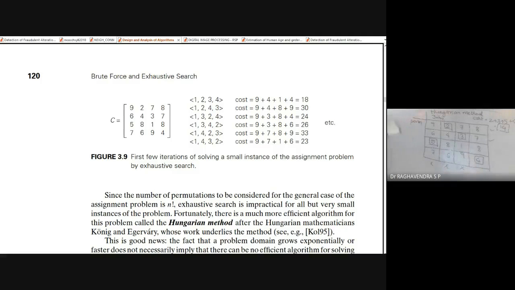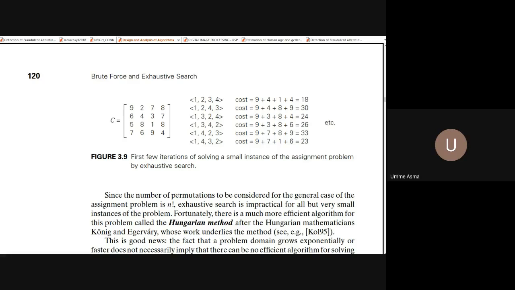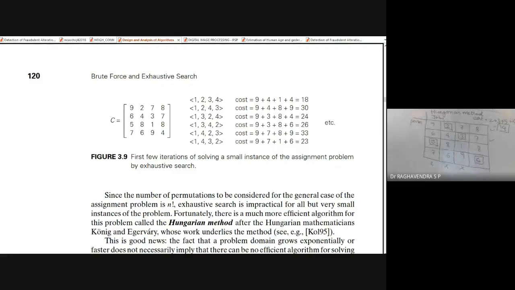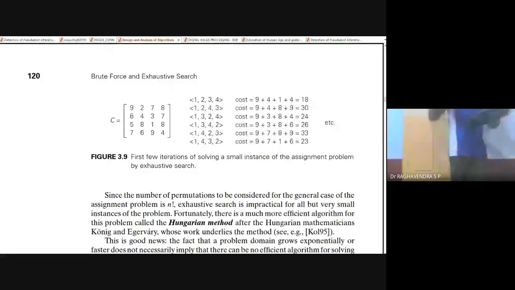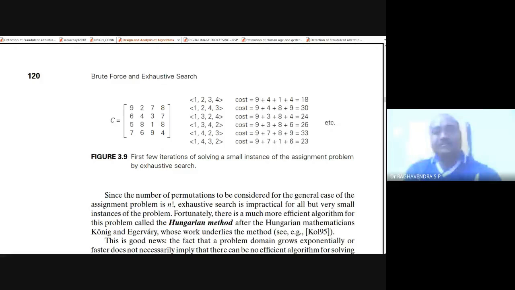Okay, so understood? Assignment problem, understood? Yes, sir. So this is all about exhaustive search. Now we'll continue with divide and conquer. So now we continue our discussions with divide and conquer.